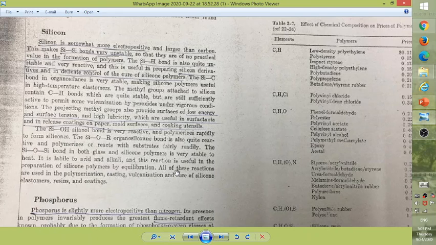Okay, all of these reactions are used in the polymerization, casting, vulcanization, cure of silicone elastomers, resin and coatings. So if you read it, pay attention to every word, you will understand.